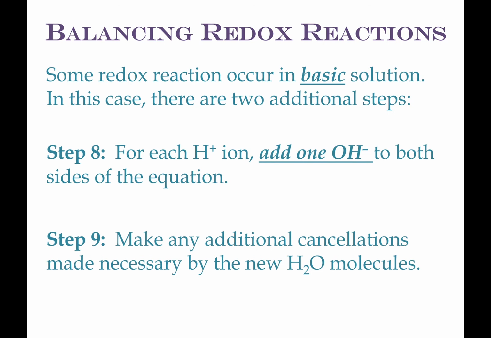So some reactions occur in basic solution. You'll notice in that last one we had hydrogen ions floating around. If it happened in basic solution, we wouldn't have hydrogen ions floating around. So if it happens in basic solution, we have to do 2 more steps. For each hydrogen ion, we need to add 1 OH- to both sides. And then anytime you have H+ and OH- on the same side, you'll combine them to make water.